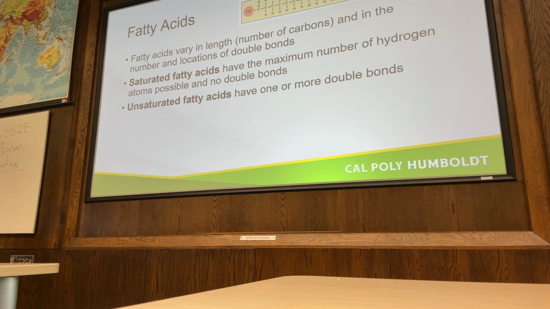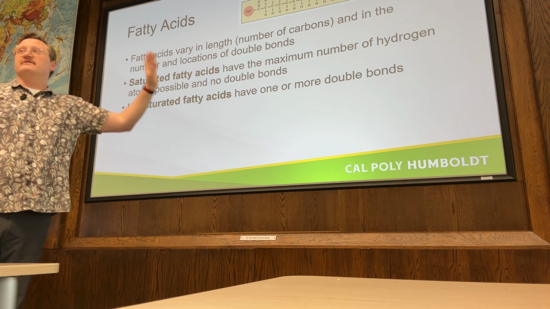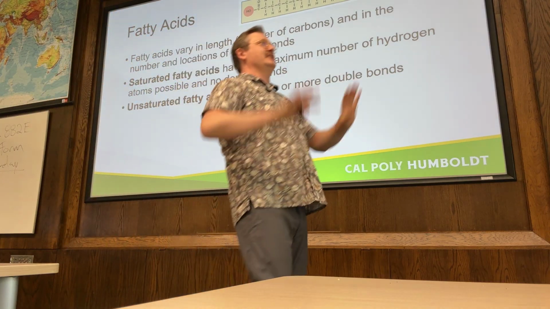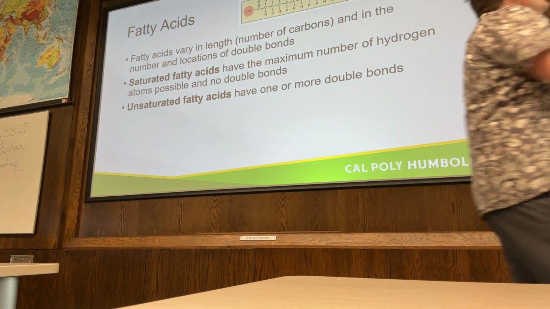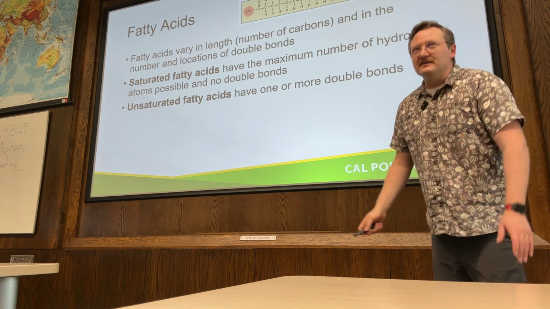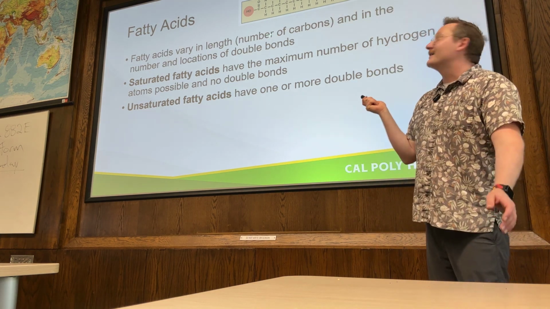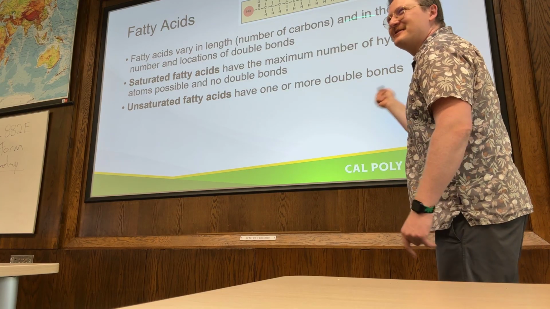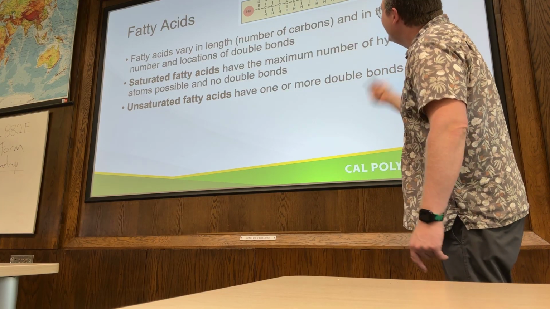Okay. So, the fatty acids. There are saturated fatty acids and there are unsaturated fatty acids. And here's the way to think about it. A saturated fatty acid is saturated with hydrogen. It has the maximum number of hydrogen atoms that it could have. There are no double bonds in a saturated fatty acid, except for the one over here in the carboxyl group, but let's just focus on the hydrocarbon portion, okay?